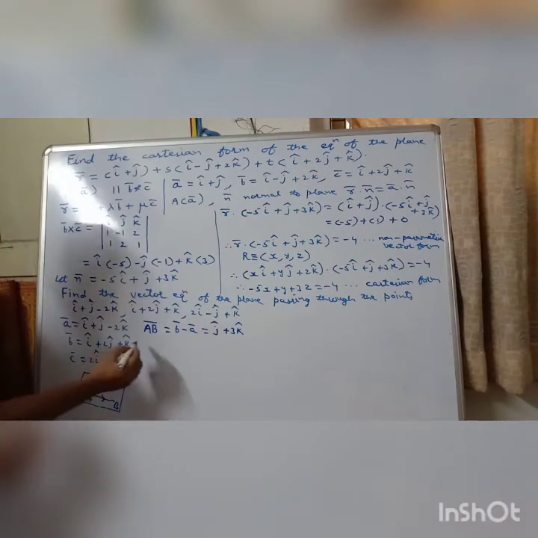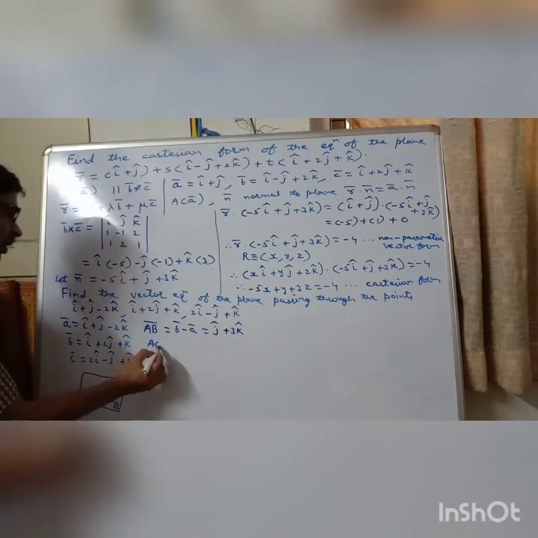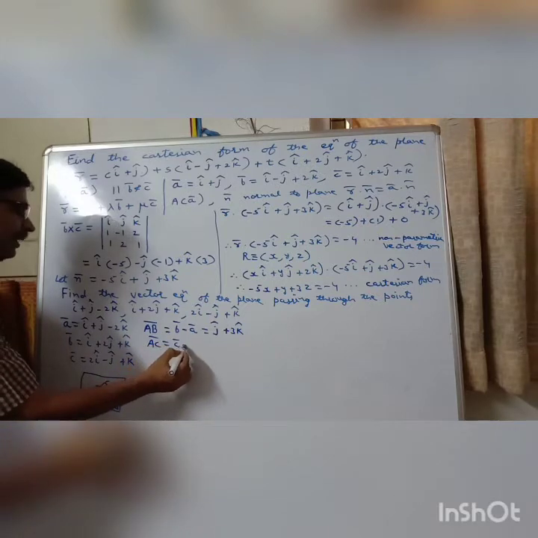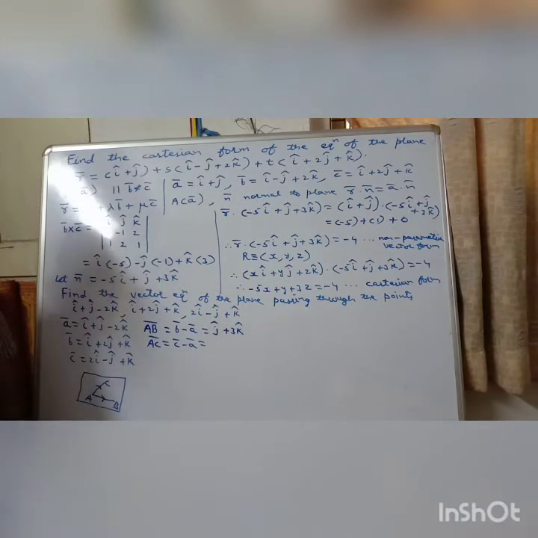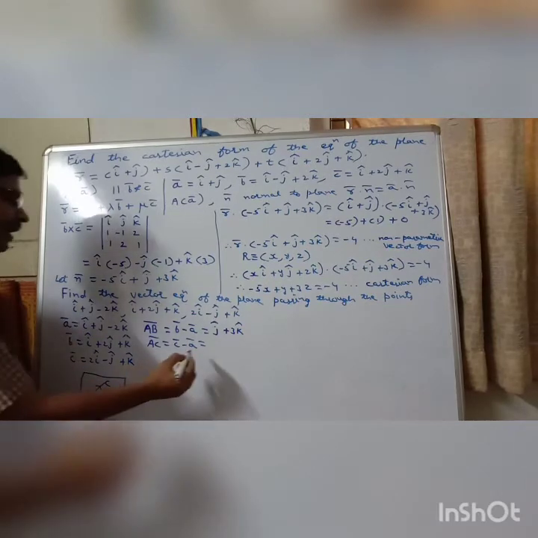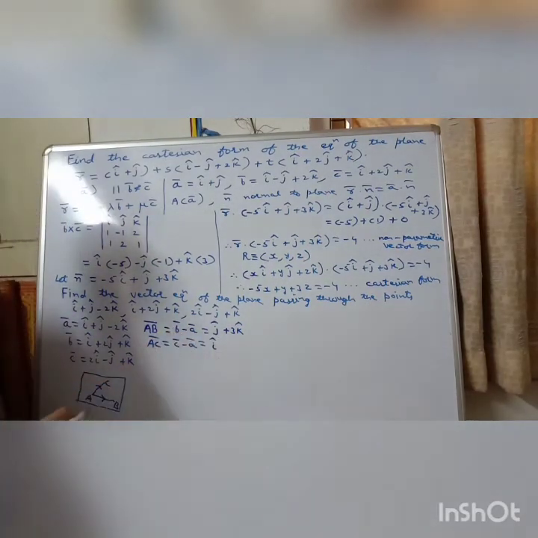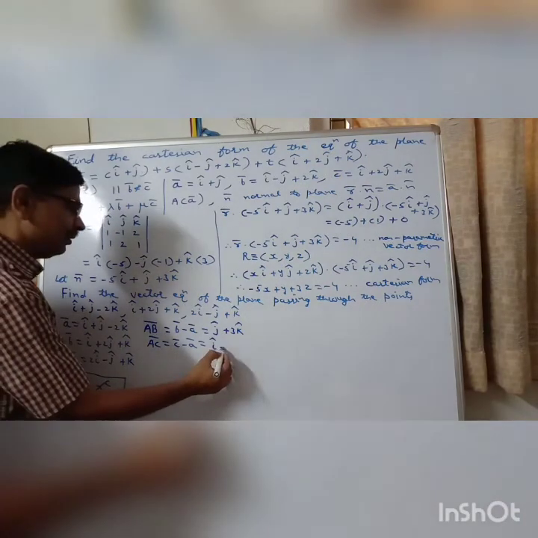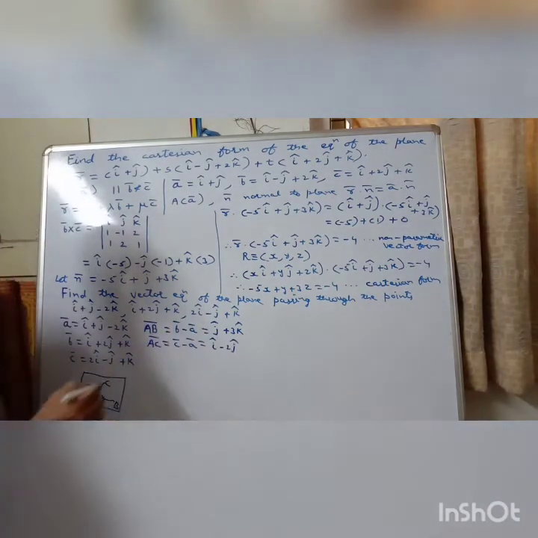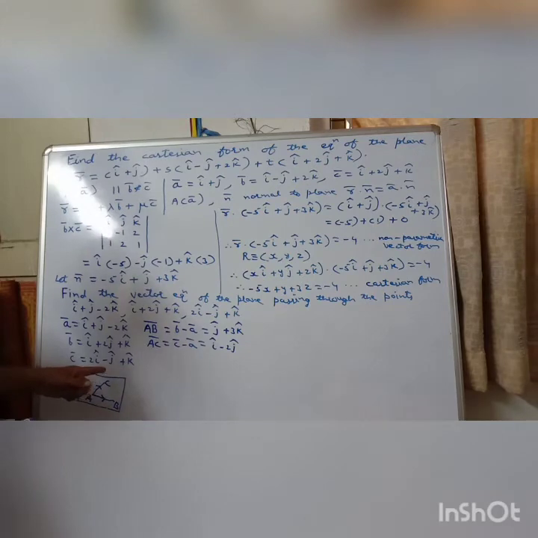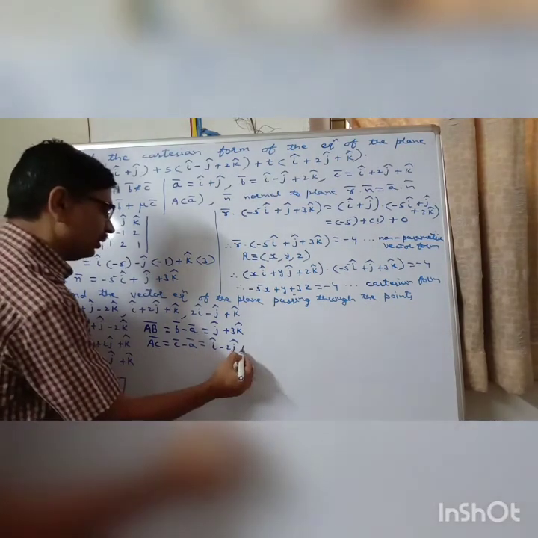After that, AC bar, A initial point, C terminal point. C bar minus A bar, 2i minus I. So we get I minus j minus j minus 2j. K minus minus plus 2k. 3.